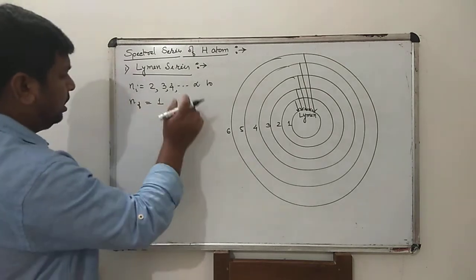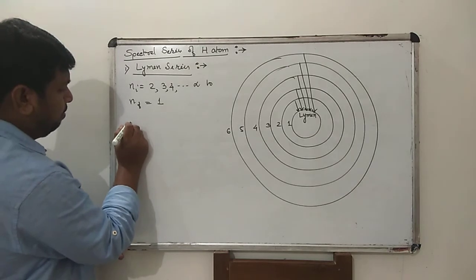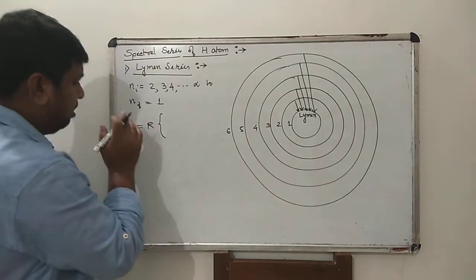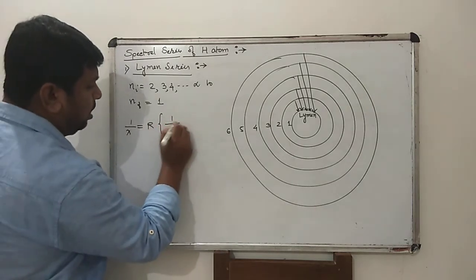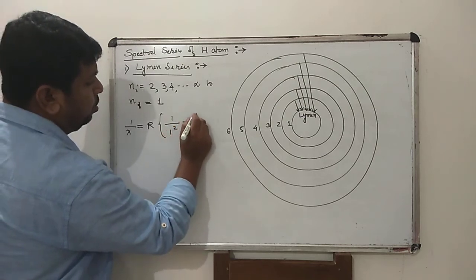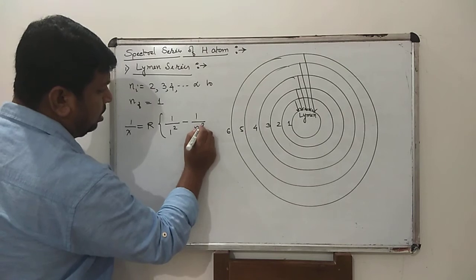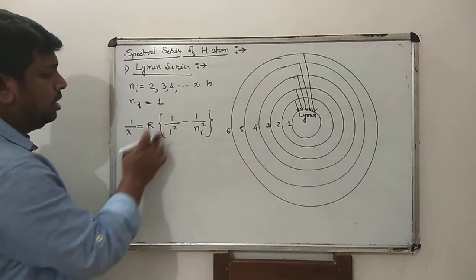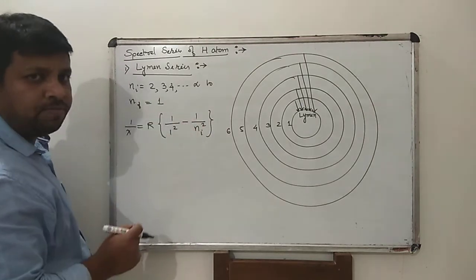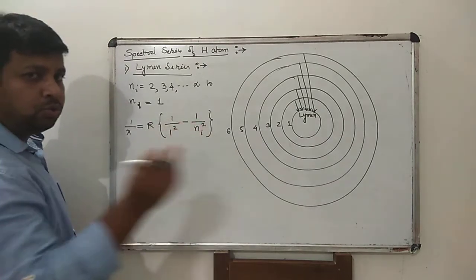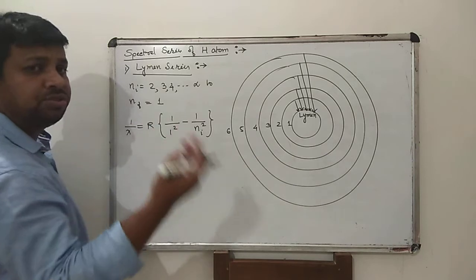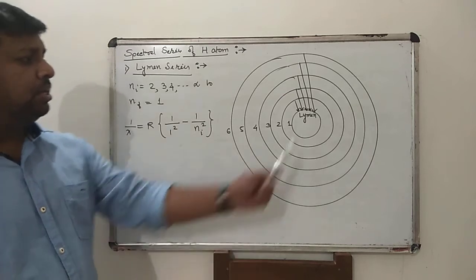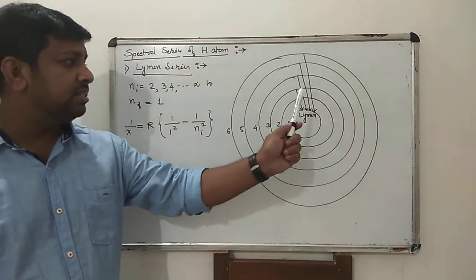Okay, so in the case of the Lyman series, we get the wave number 1 by lambda equal to R into 1 by 1 square minus 1 by Ni square. For the first transition, Ni equal to 2. For the second transition, Ni equal to 3. For the third transition, Ni equal to 4, like this. So in that case, the ground state is 1 and the first excited state is 2.